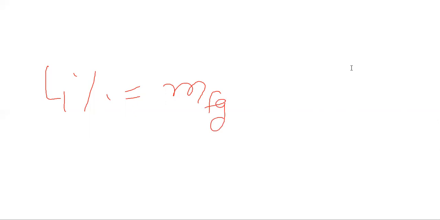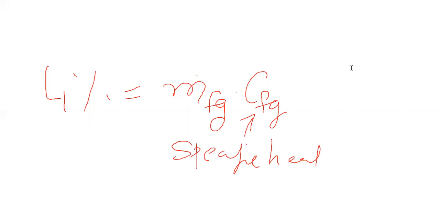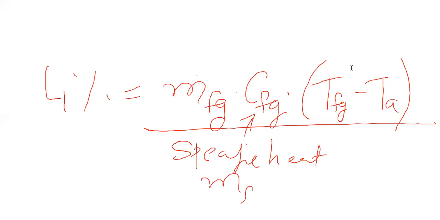That is the heat loss by virtue of the temperature. So it is the mass flow rate of the flue gases into the specific heat of the flue gases, into the temperature difference, the temperature of the flue gases, Tg or Tfg, whatever you like, minus the ambient temperature, upon m_f into Cv.